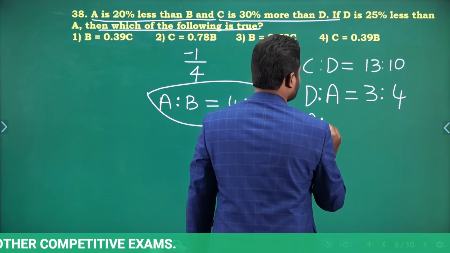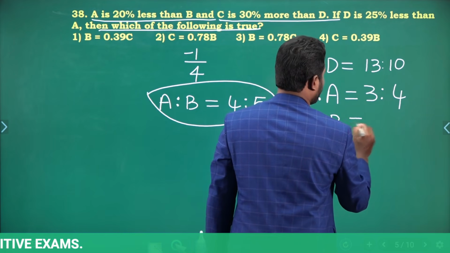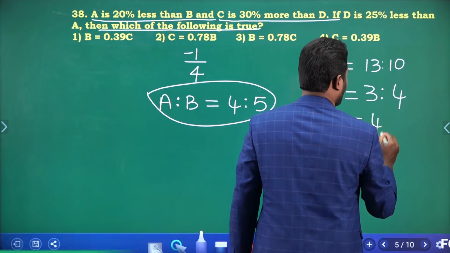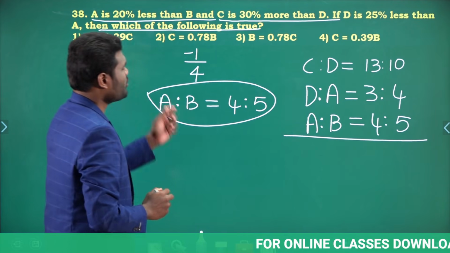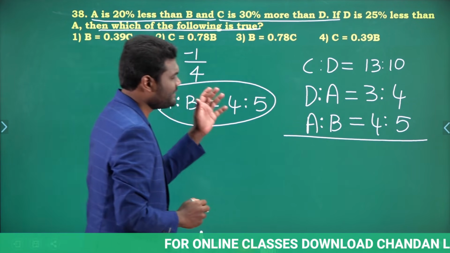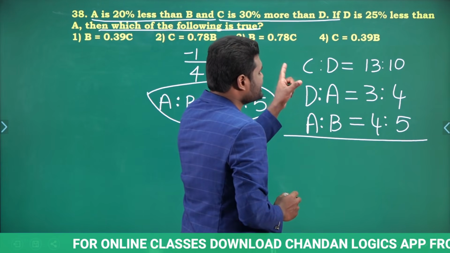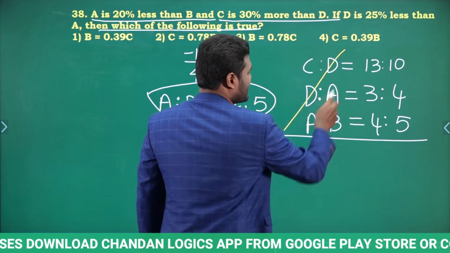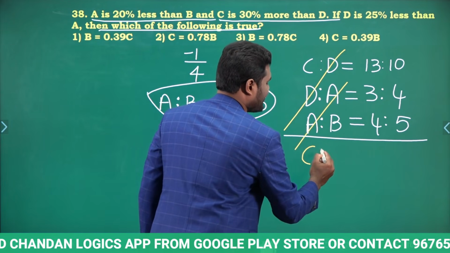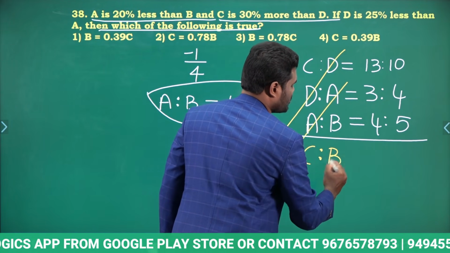A to B ratio is nothing but 4 ratio 5. Now look, we need to find which of the following is correct. And if you observe here, you need to know the relation between C and D. If you need to know the relation between C and D, D and D get cancelled, A and A get cancelled, then finally you are left with C ratio B.